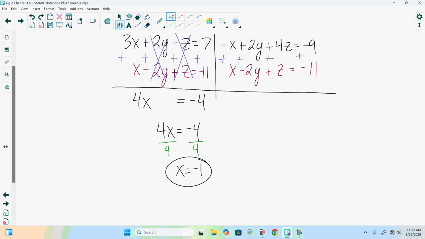x plus negative x is 0, yes? 2y plus negative 2y. That's also 0, yes? 4z plus z is 5z. Negative 9 plus negative 11. 9 plus 11 is 20. Since we added 2 negatives, it would still be negative. So negative 9 plus negative 11 is going to be negative 20. This is nice.